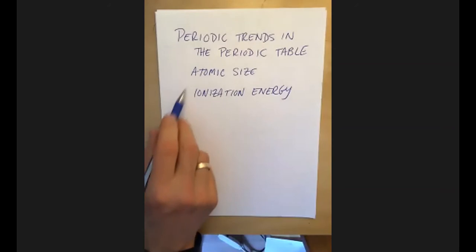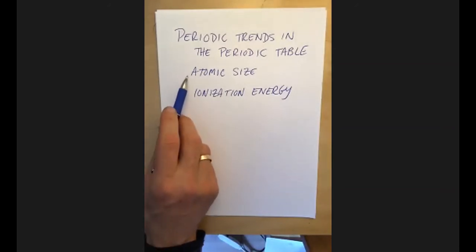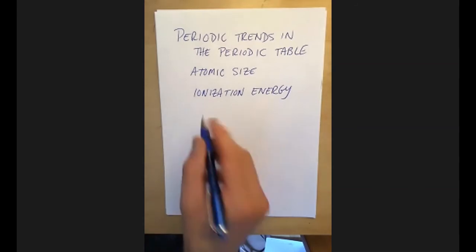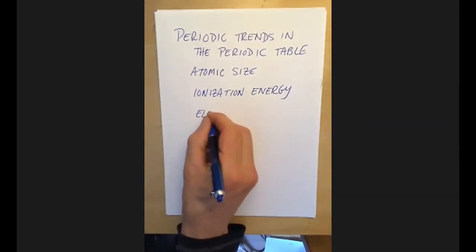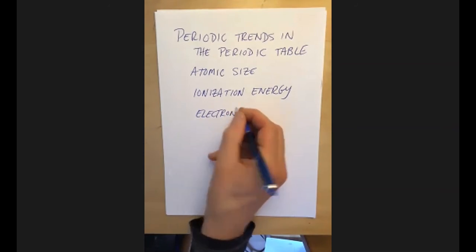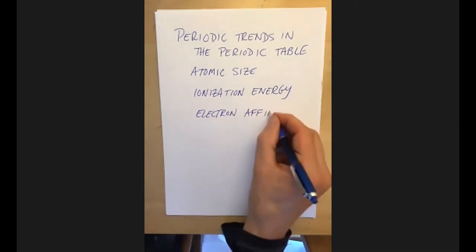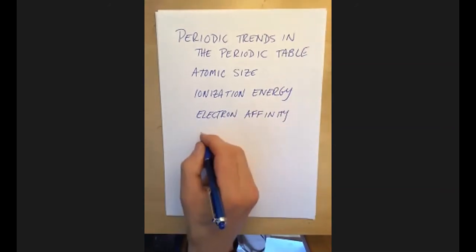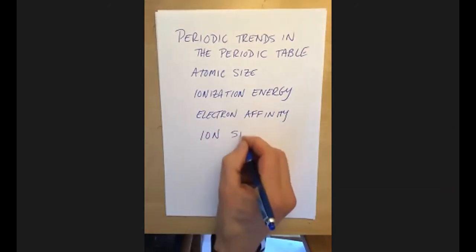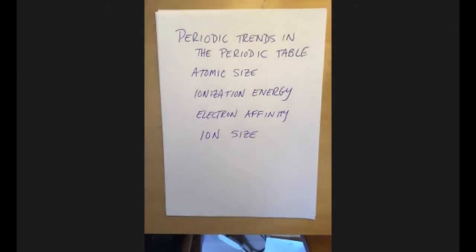Those are the two most important, because once you wrap your heads around those, then the next two, electron affinity and ion size, are much more easy to understand. So we're going to look across some rows of the periodic table, and we're going to look down some columns, down some groups of the periodic table, and we're going to look at atomic size, ionization energy, electron affinity, and ion size. Okay?